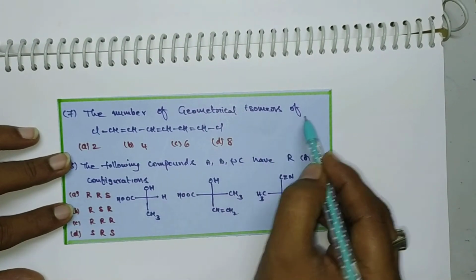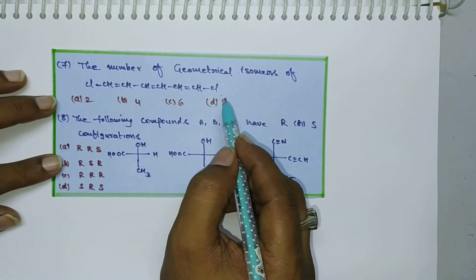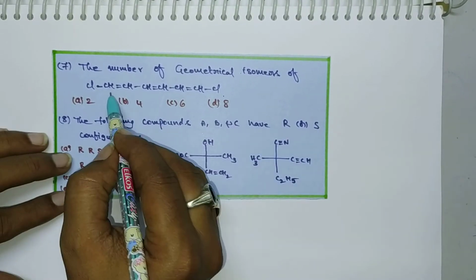the number of geometrical isomers of this molecule. So the number of geometrical isomers. Geometrical isomerism is generally exhibited by alkenes. Here it is a polyene.